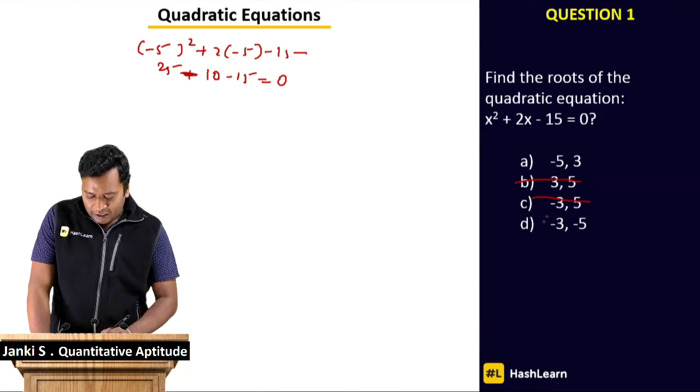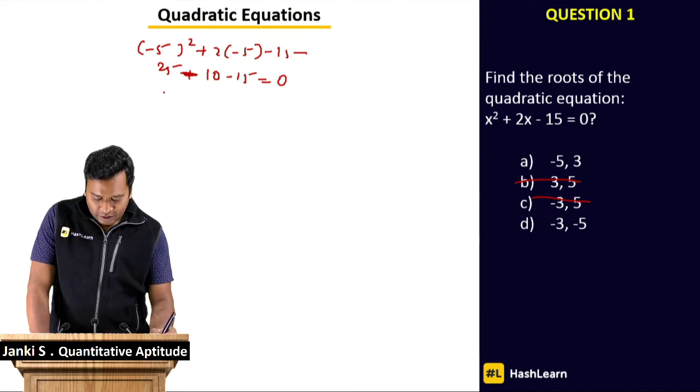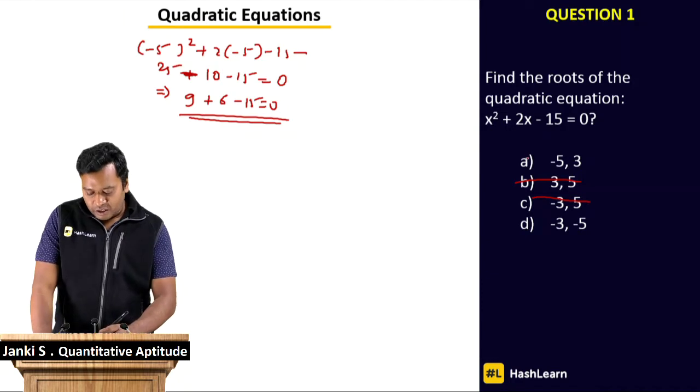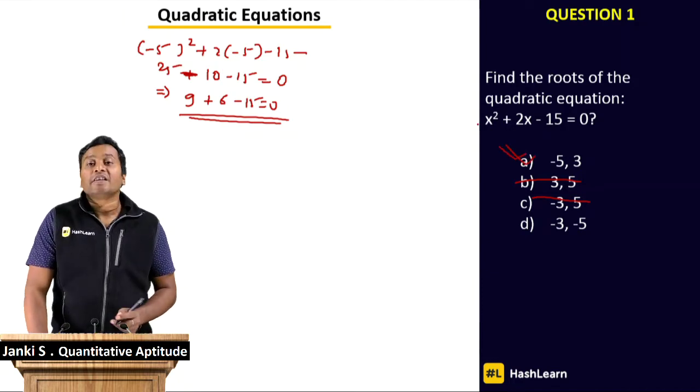So now I will insert the value here, right? So let's try to check. I'll insert 3 here. So if you insert 3 here, 3 square is 9 plus 6 minus 15 is equal to 0, right? So that definitely satisfies the condition. My answer should be A, right?